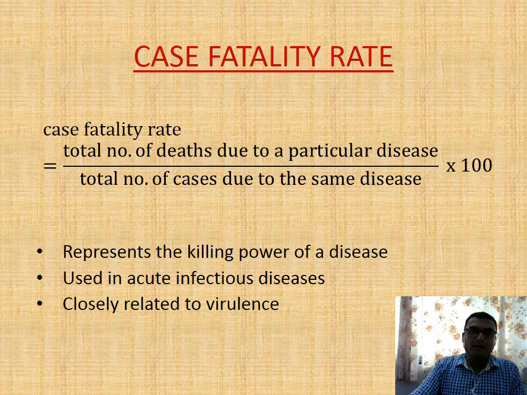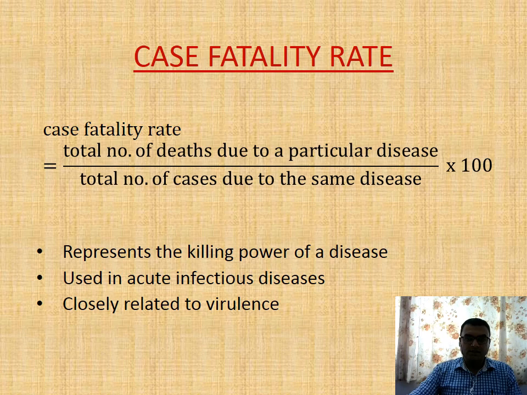Next mortality indicator is case fatality rate. The formula is total number of deaths due to the particular disease divided by the total number of cases due to the same disease, multiplied by 100. So it gives us the killing power of a disease. Case fatality rate is typically used in acute infectious diseases like food poisoning, cholera or measles. The case fatality rate is closely related to the virulence.